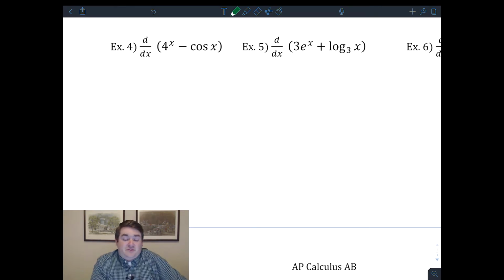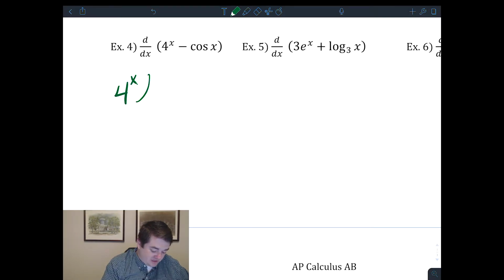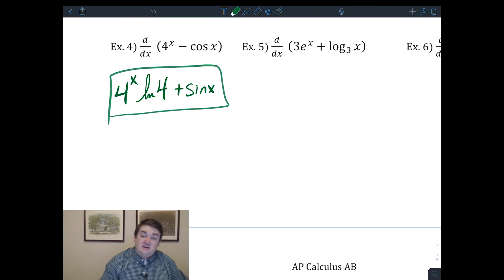Example 4, find the derivative of 4 to the x minus cosine x. So piece by piece, the derivative of 4 to the x is 4 to the x ln 4 minus the derivative of cosine x, which is negative sine x. So minus negative sine x, I'm going to write that as plus sine x.